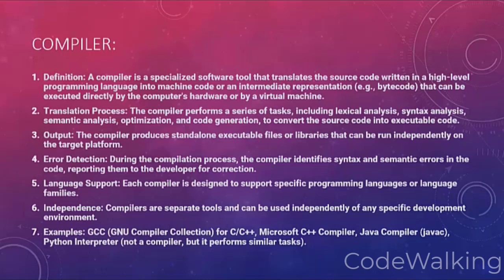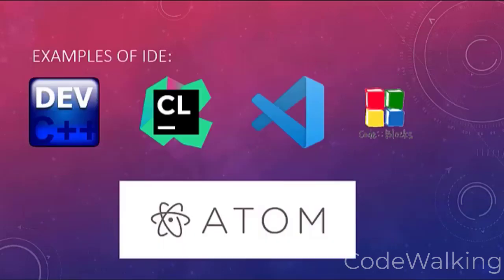Error detection: during the compilation process, the compiler identifies syntax and semantic errors in the code, reporting them to the developer for correction. Language support: each compiler is designed to support specific languages and language families. Independence: compilers are separate tools and can be used independently of any specific development environment. For example, GCC, the GNU Compiler Collection for C++, the Microsoft C++ compiler, the Java compiler, the Python interpreter, and so on.